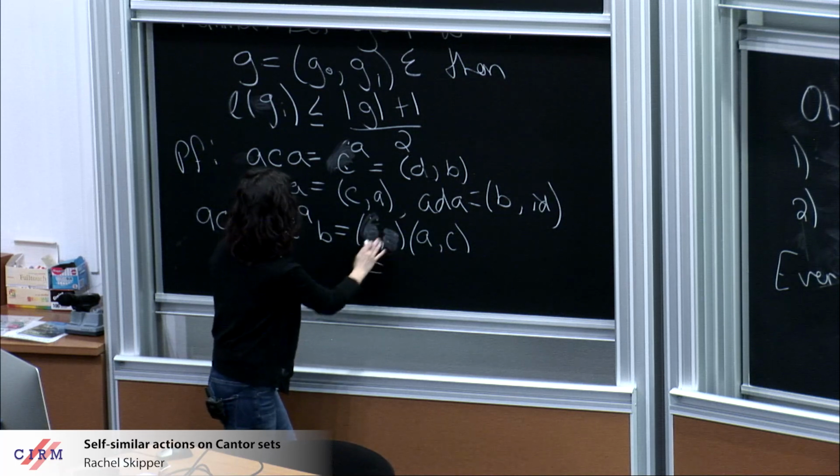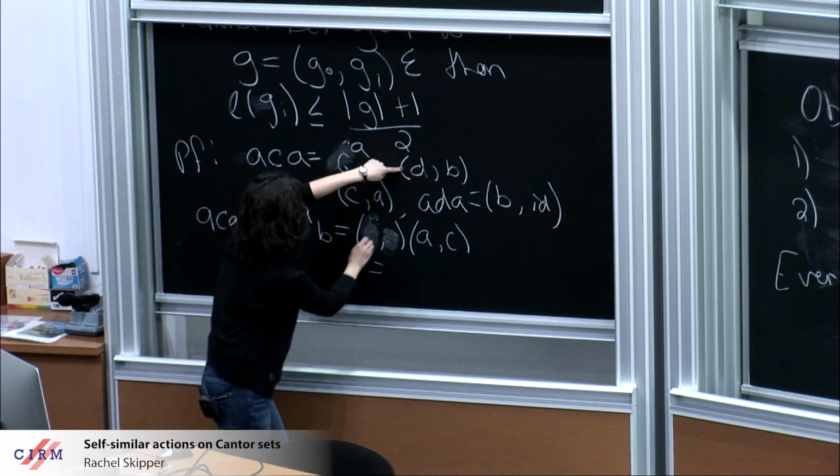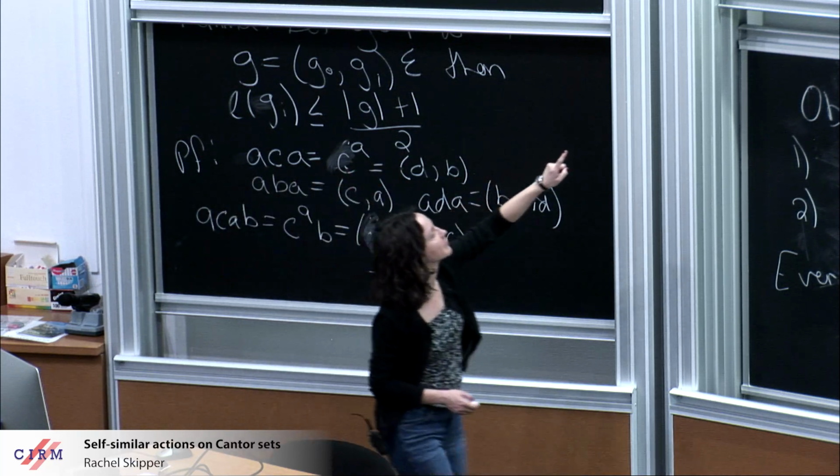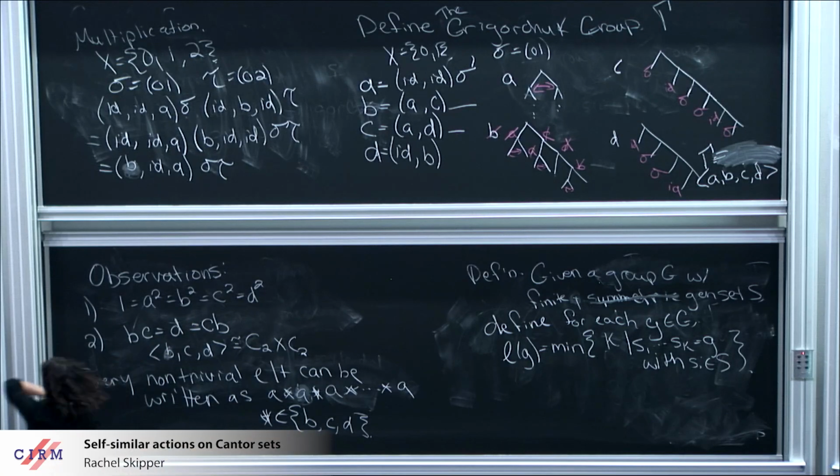C conjugated by A is D. No, I have this wrong here. C conjugated by A is swapping my two C coordinates, so that's D A. Yeah? All right, so what I get here is D A times A C, which just gives me D A A C.